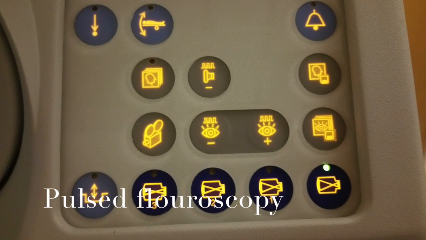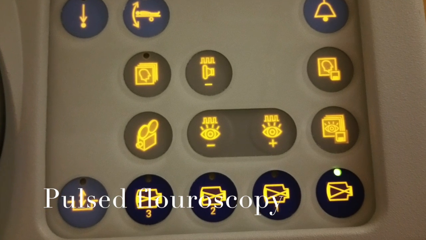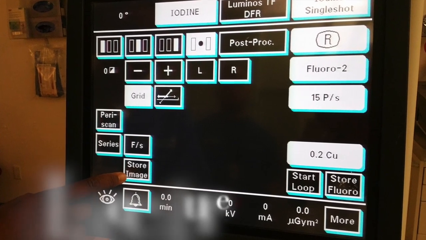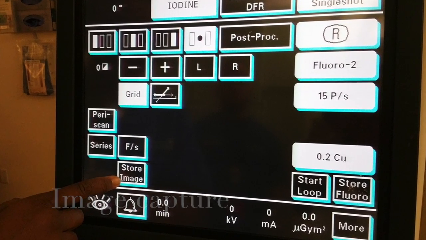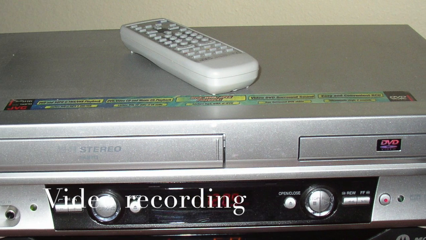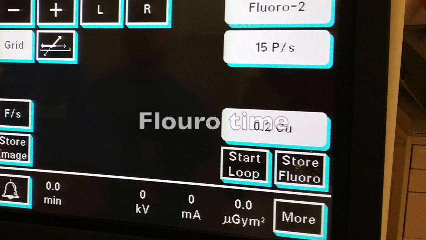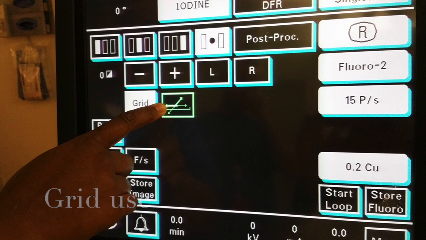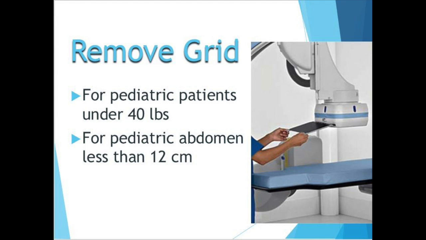Before beginning the examination, it's important to note that pulse fluoroscopy, last image hold, and fluoroscopic image capture reduce radiation dose and should be used when available. Some departments also use video recording of the examination for later review. Fluoroscopy time should be monitored and minimized. The use of anti-scatter grids should be limited to older patients, generally patients weighing more than 40 to 50 pounds, or when the body part examined is greater than 12 centimeters in thickness. The examination should be collimated to the region of interest to limit dose.